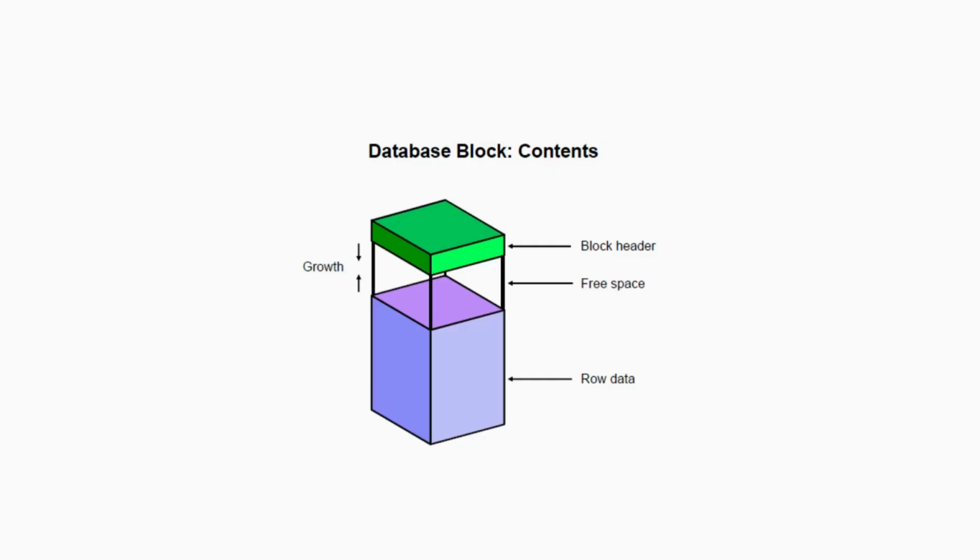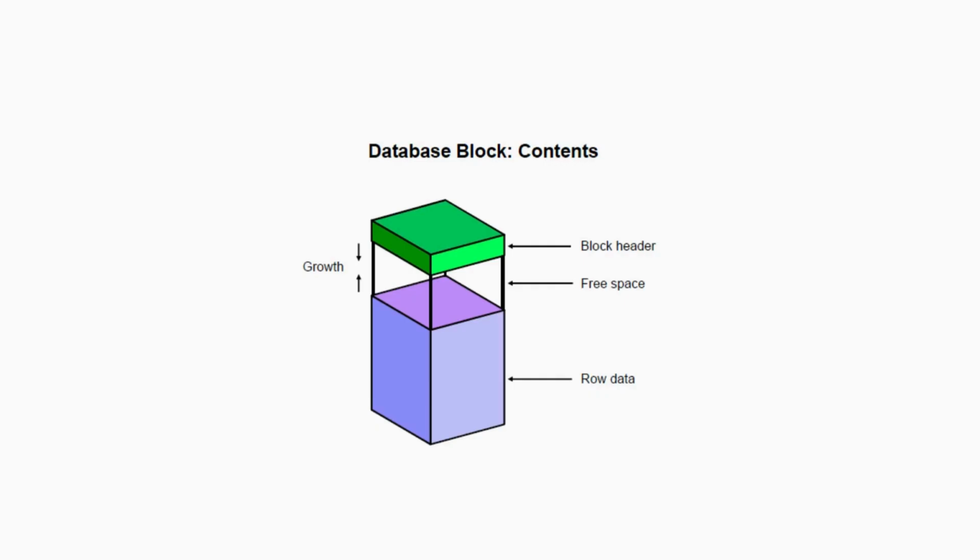Block header. The block header contains the segment type, such as table or index, data block address, table directory, row directory, and transaction slots of approximately 23 bytes each, which are used when modifications are made to rows in the block. The block header grows downward from the top.